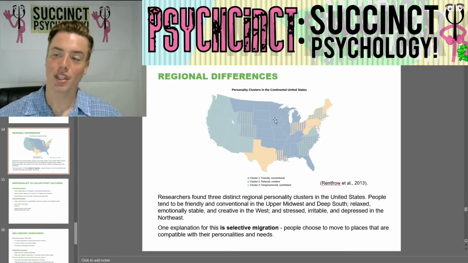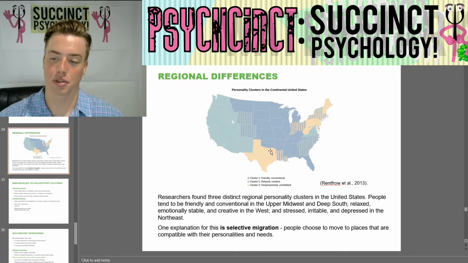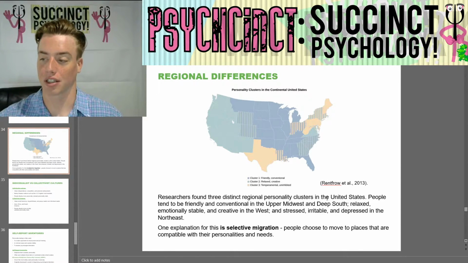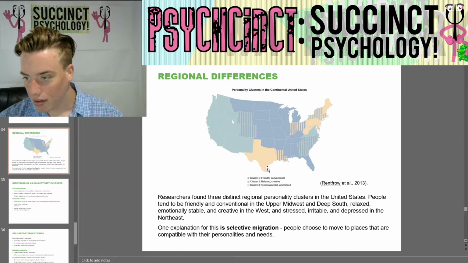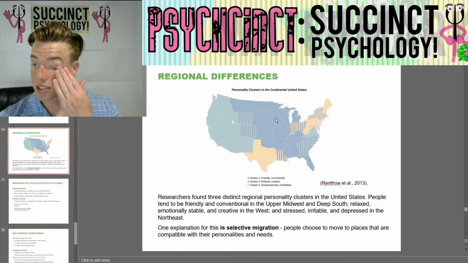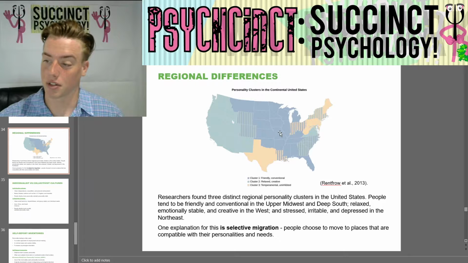All right. Next, you have regional differences. Researchers found 3 distinct regional personality clusters in the United States. People tend to be friendly and conventional in the upper Midwest and deep South. So here you can see cluster 1. It's kind of hard for me to see it, but it's the solid blue. So these highlighted states are friendly and conventional.